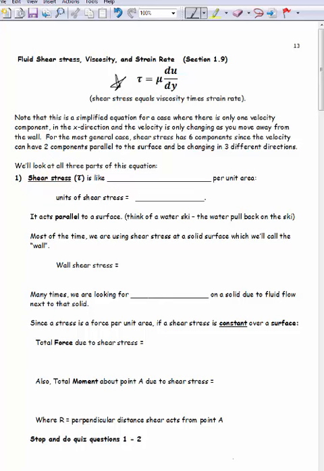And right now what we're going to do is start with the shear stress. So shear stress is a lot like fluid friction. And it's a force per unit area, just like normal stress is. Normal stress in fluids is pressure, and that's going to point straight at your surface. Shear stress, on the other hand, is going to act parallel to your surface.